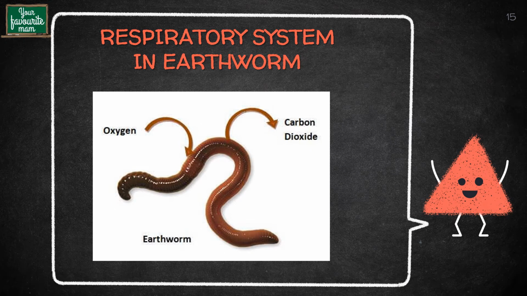Earthworms, on the other hand, do not have lungs or gills, and they mostly breathe through their skin. As the skin of an earthworm is moist and slimy, gases like oxygen and carbon dioxide can easily pass through them by diffusion.